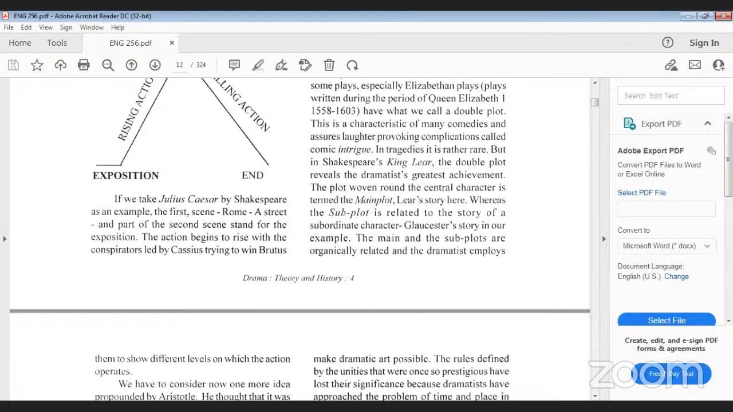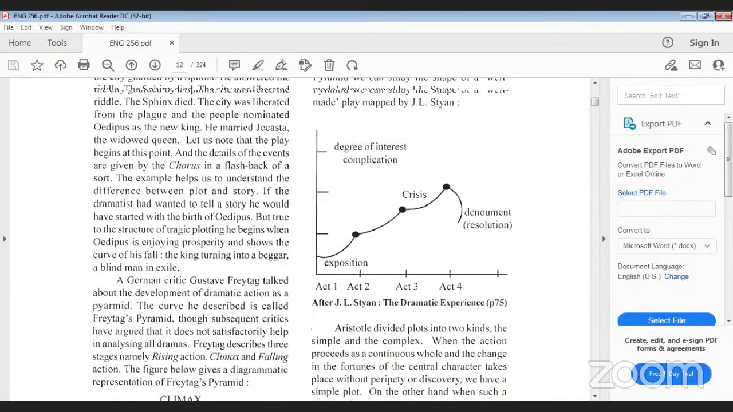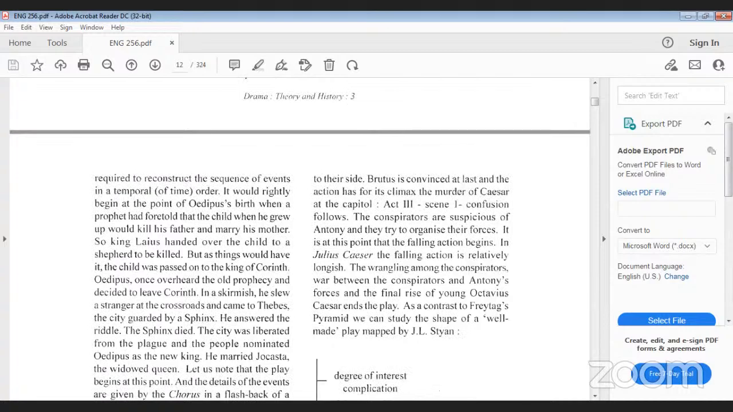The action begins to rise in the conspiracy led by Cassius trying to win Brutus. Okay. To their side, Brutus is convinced at the last, and the action leads to the murder of Caesar at the Capitol. Act 3 मध्ये त्यांनी काय दिलंय? Scene 1चं confusion followed. The conspiracy, the suspicion, and they try to organize their forces. It is at this point that falling action begins.